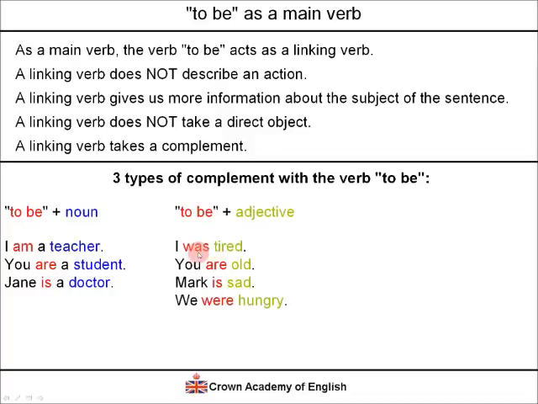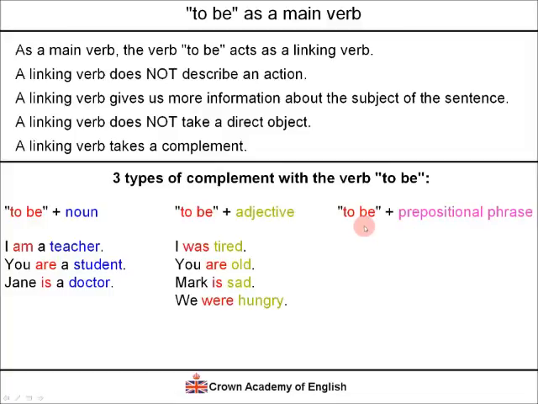So here we have the verb to be in the past tense. I was. This is the present. This is the past. Okay? So the verb to be is a main verb, a linking verb.